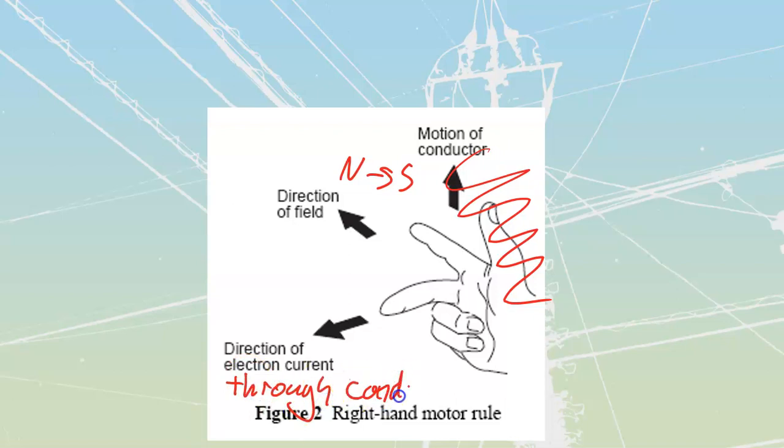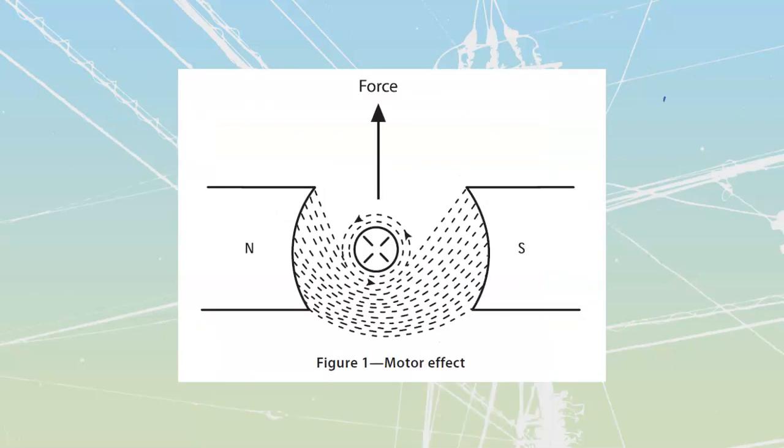Conductor. Okay? So we need to know the direction of electron current that's going to be traveling through the conductor. We need to know the direction of the field. And once we establish all of that, then we can unfold our thumb and figure out what the direction of motion is going to be.